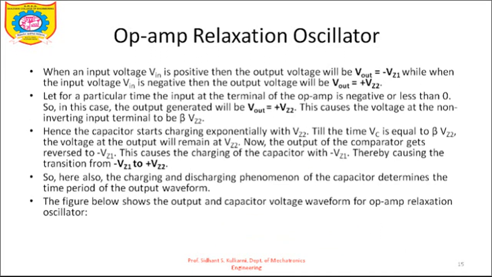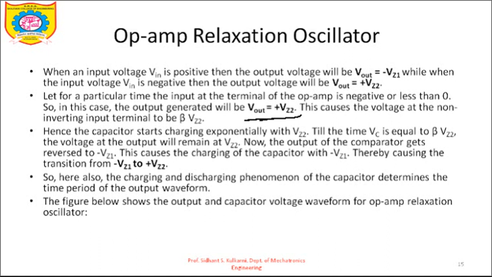Okay, so once again I will repeat. When the input voltage is positive, then the output voltage will be V out equal to minus VZ1, whereas when your input voltage V in is negative, then the output voltage will be V out equal to plus VZ2. Let us say that for a particular time the input terminal of the op amp is negative or less than 0, so in this case the output voltage will be V out equal to plus VZ2.